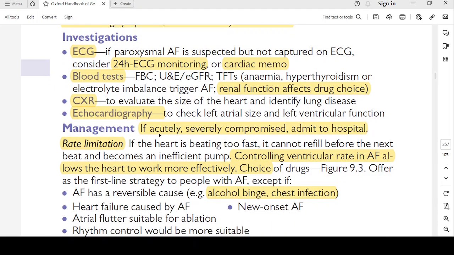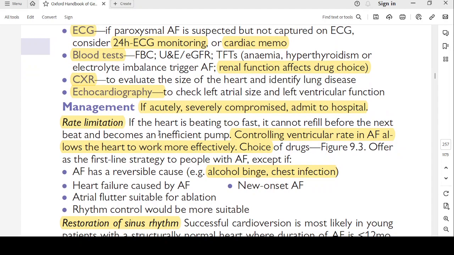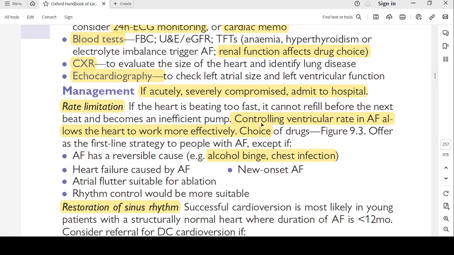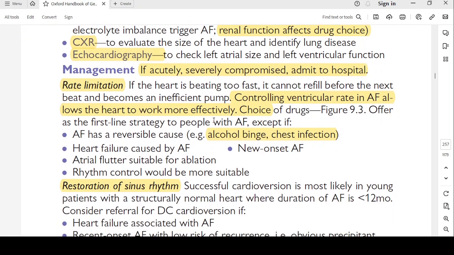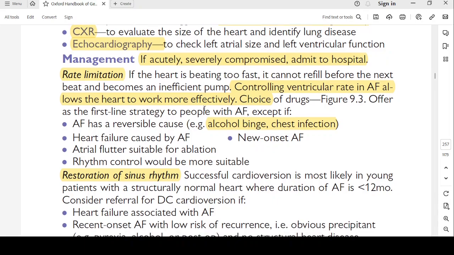Management. If acutely severe or compromised, admit to the hospital. Rate control: if the heart is beating too fast, it cannot refill before the next beat and becomes an inefficient pump. So controlling ventricular rate in atrial fibrillation allows the heart to work more effectively. The choice of drugs is given in figure 9.3. Offer rate control as the first line strategy to people with atrial fibrillation, except in some cases.